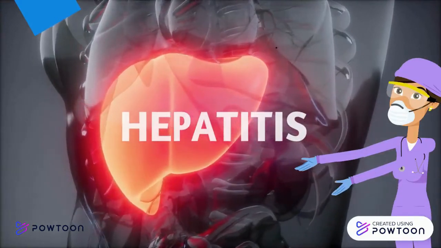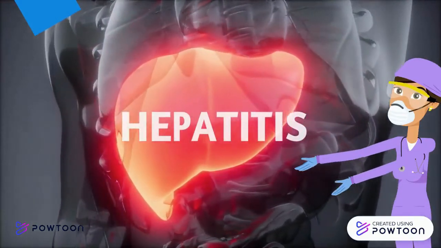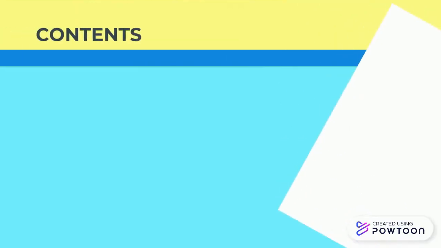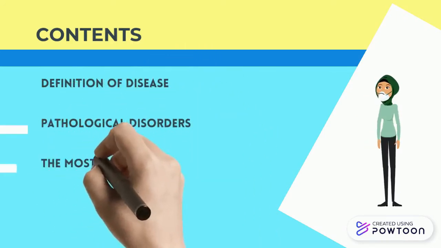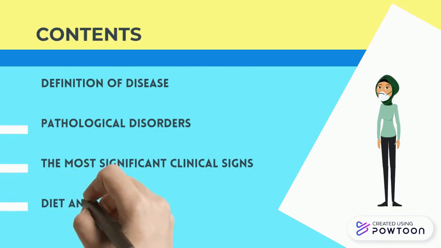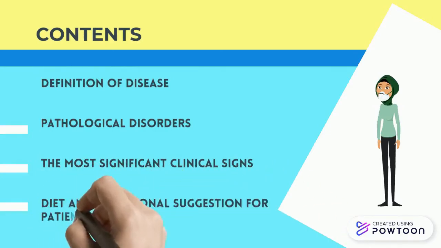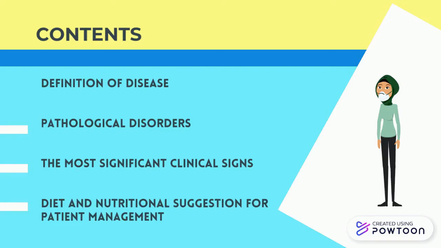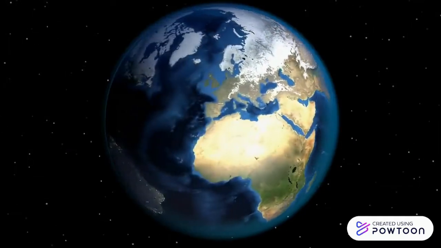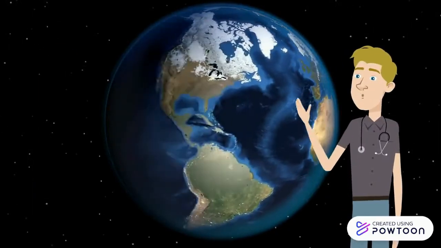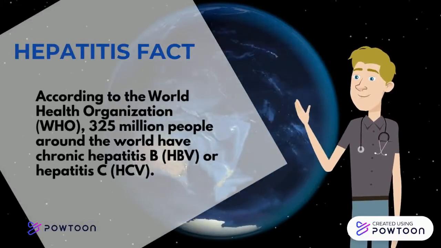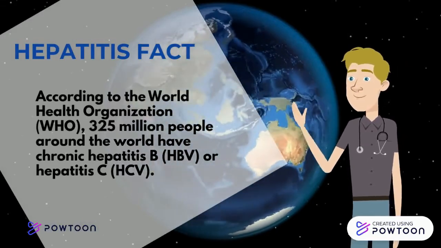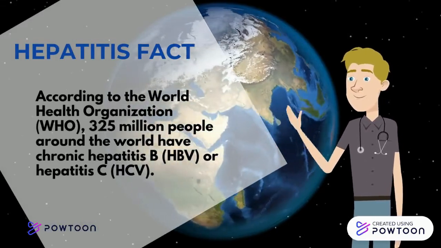In this video, we're going to discuss hepatitis. Contents included definition of disease, pathological disorders, the most significant clinical signs, and also diet and nutritional suggestions for patient management. Before we start with the video, I want to give you facts about hepatitis. According to the World Health Organization, 325 million people around the world have chronic hepatitis B or hepatitis C.